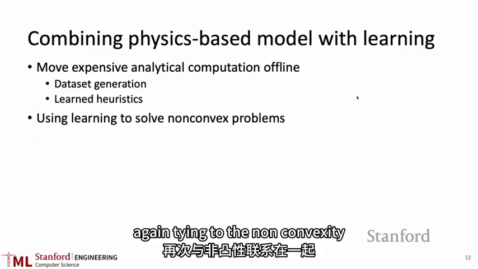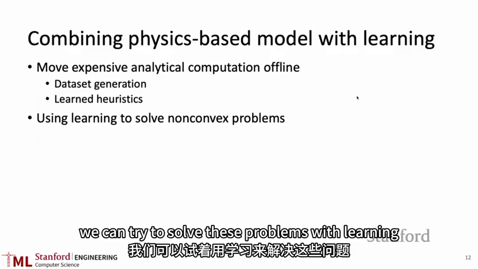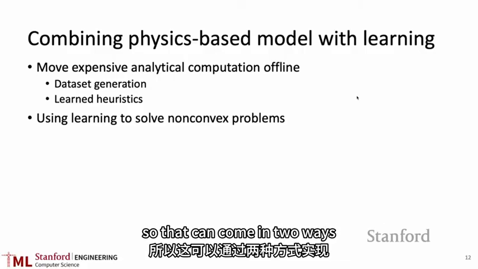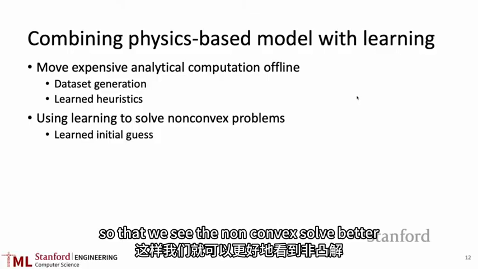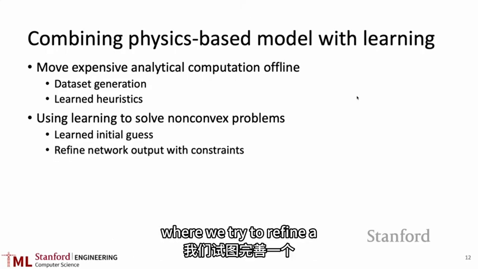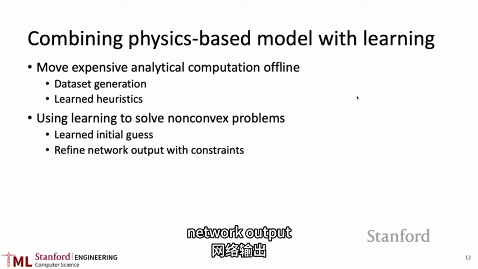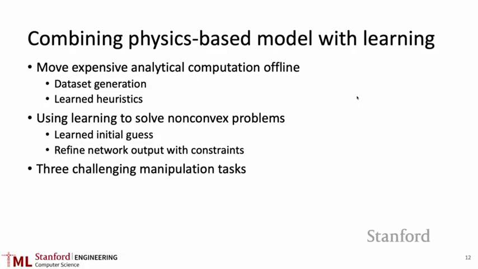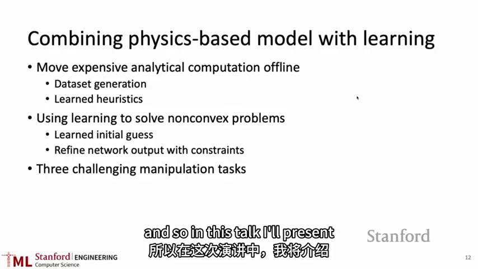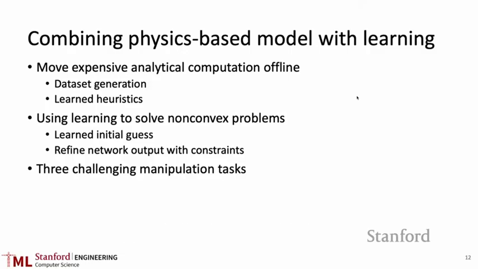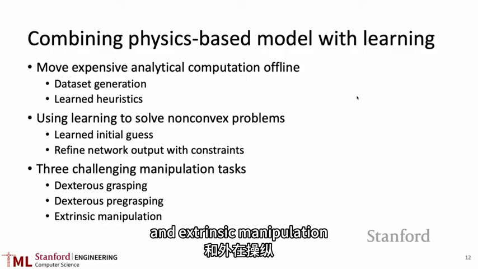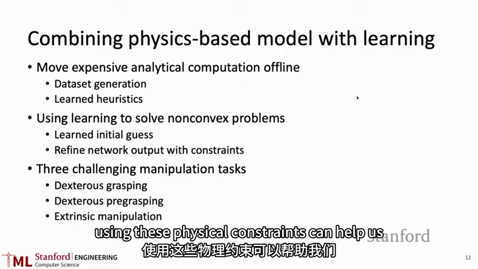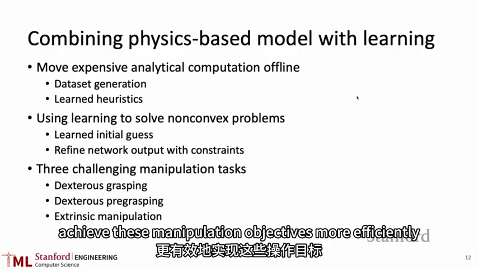And then the second one, again tying to the non-convexity, is that we can try to solve these problems with learning. That can come in two ways. First, we try to learn an initial guess so that the non-convex solve does better. Or we can try to refine a network output with these constraints and essentially solve a local problem. In this talk, I'll present three challenging manipulation tasks, covering dexterous grasping, dexterous pre-grasping, and extrinsic manipulation. And I will show how using these physical constraints can help us achieve these manipulation objectives more efficiently.